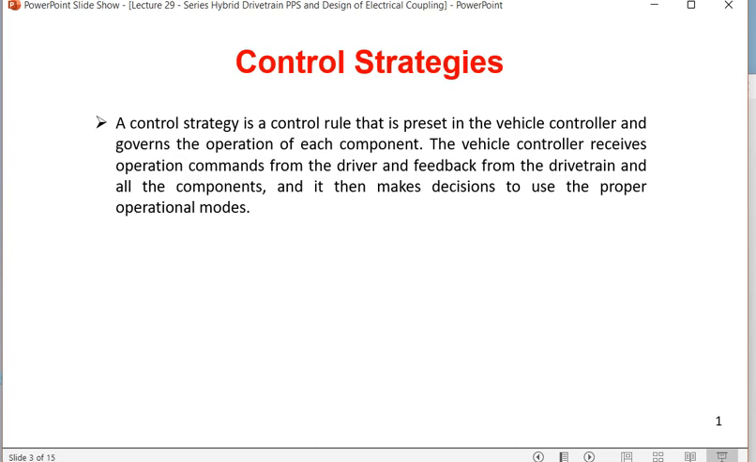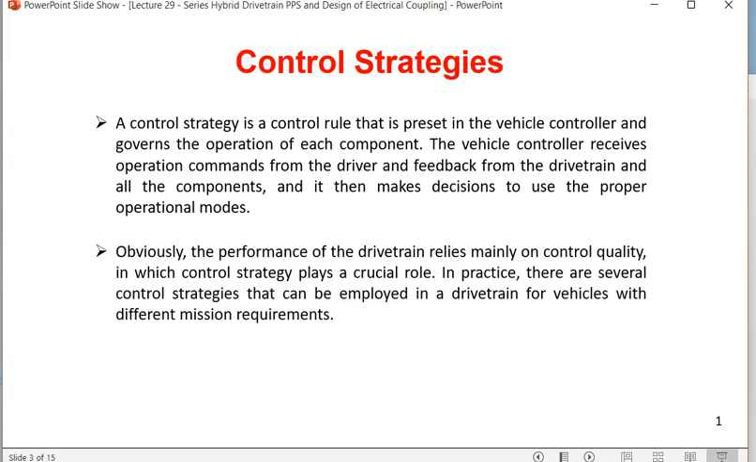Depending on all the signals and all the command inputs, the vehicle controller takes the decision to use the proper operational modes. Obviously, the performance of the drivetrain mainly relies on the control quality, in which the control strategy plays a very crucial role.